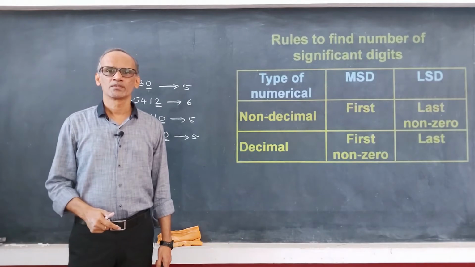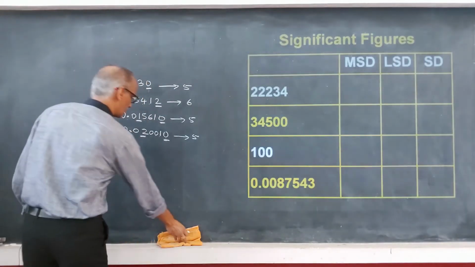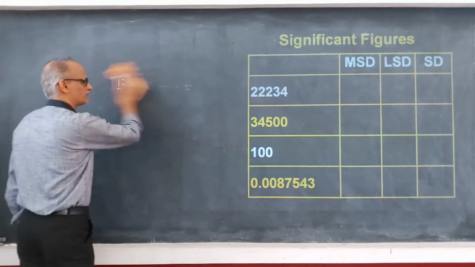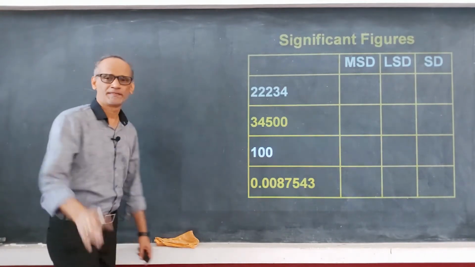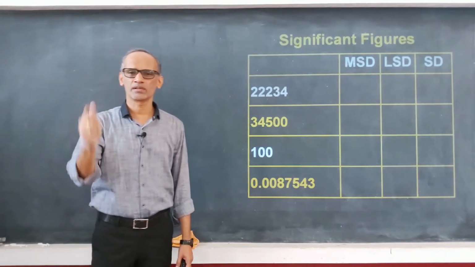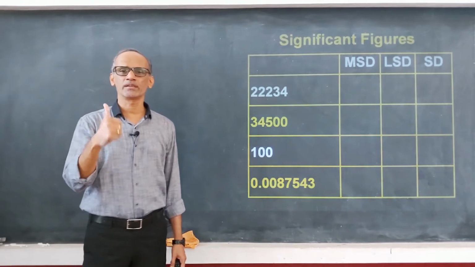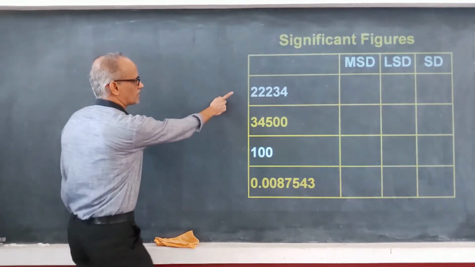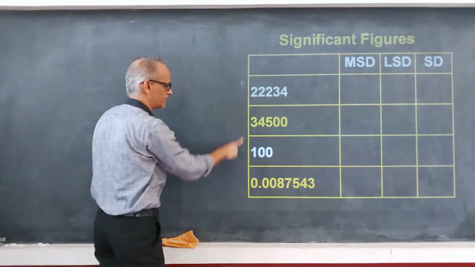Let's take some more examples from the table that's given. I've already given one example, and I'm going to write the answers in the table itself. First you have to identify whether it's a non-decimal or a decimal. Let's go with all the non-decimal first. This is non-decimal, this is non-decimal, this is non-decimal, this is a decimal. So first I'm going to complete these three.